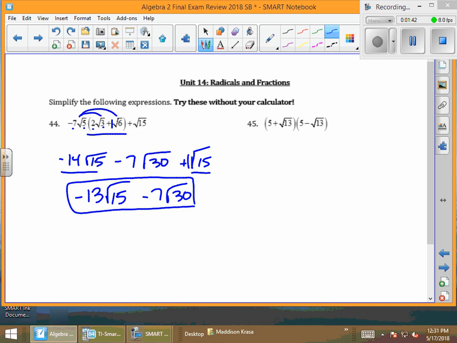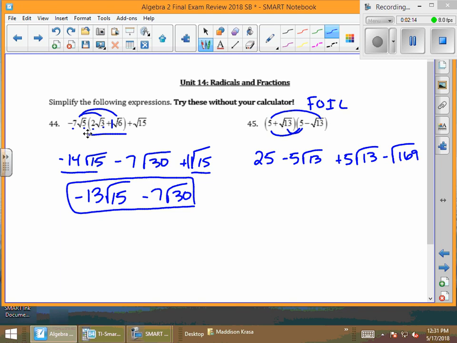Moving on to 45, if you look at this, it looks like FOIL, and it is. So on this one, we're going to FOIL. So we're going to do our first terms. 5 times 5 is 25. And then our outer terms, 5 times negative radical 13, which is -5 radical 13. And then our inner terms, radical 13 times +5, which is +5 radical 13. And then radical 13 times negative radical 13, which is radical 169.